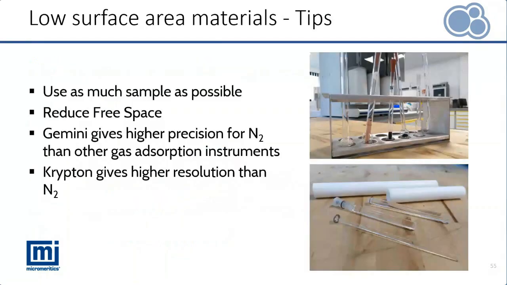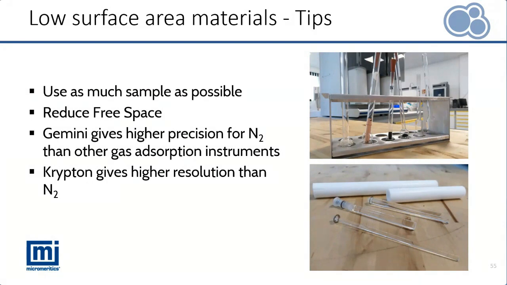To sum up the low surface area chapter, I brought some advice. Use as much sample as possible, but work with the minimum tube size. Reduce the free space. This can be done by using filler rods and sample tubes with smaller stem diameters. The smaller free space guarantees a lower volume of gas in the gas phase and hence increases the pressure difference in the adsorption.